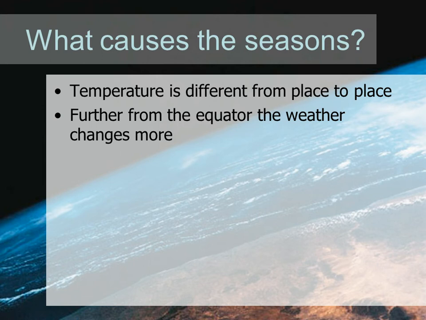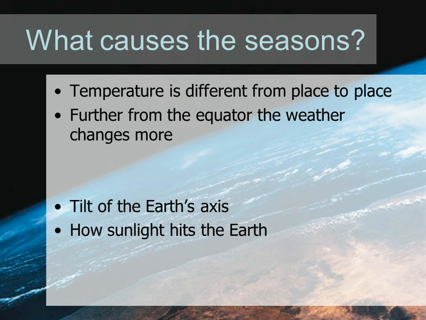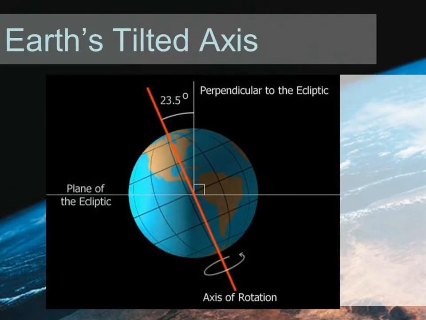But the actual driving force then for what's causing these changes is the tilt of the Earth's axis combined with how the sunlight actually hits the Earth's surface. So let's take a look here at the tilt of the Earth's axis. The Earth is tilted at a 23.5 degree angle that is perpendicular to the ecliptic. Basically, you consider a big table that the Earth is going to revolve on. It is tilted 23.5 degrees from a line that goes up perpendicular to that. You can actually see the right angle indication there.